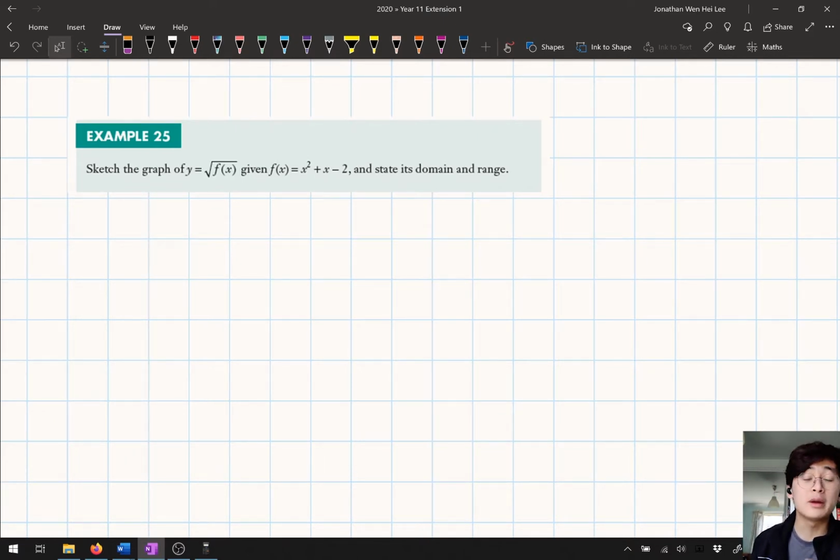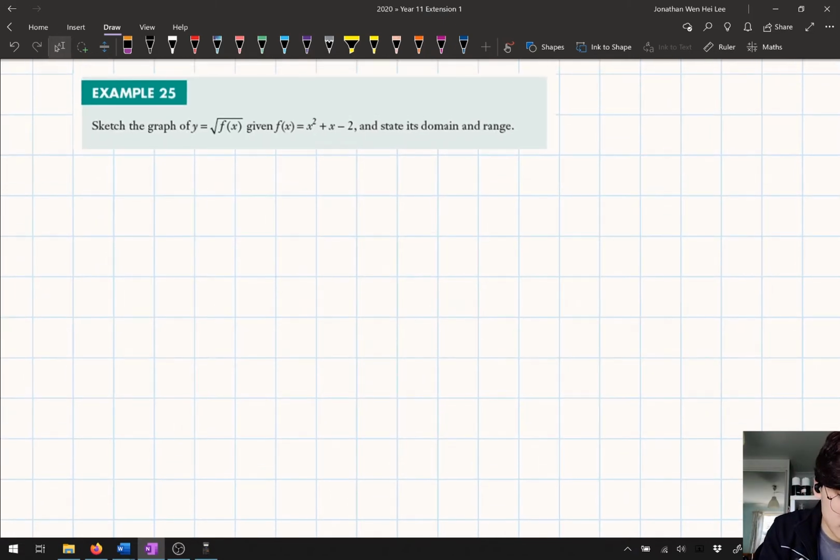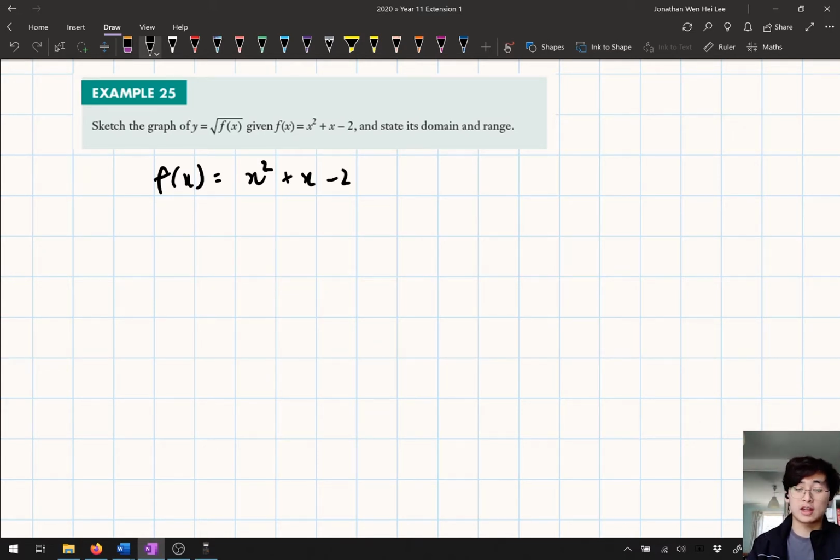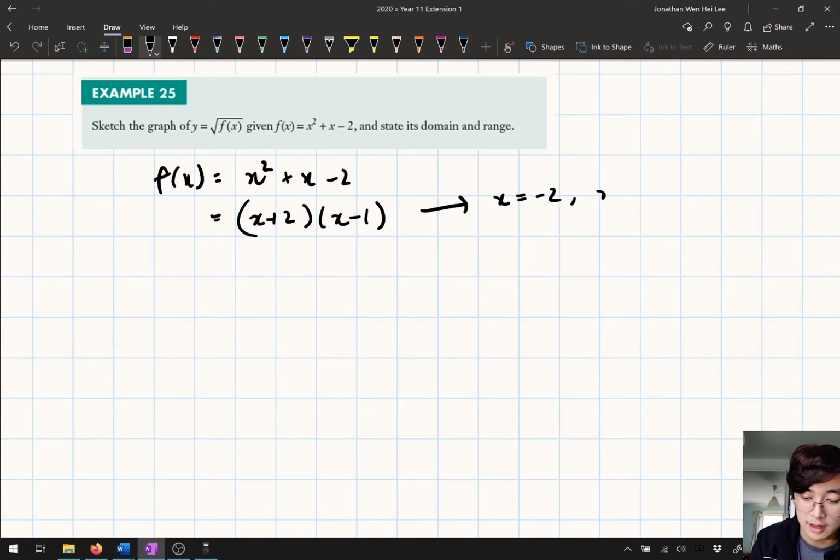Okay, first of all, let's draw the original graph. So here, my original function is f of x is equal to x squared plus x minus 2. This is a parabola, and usually for these cases, we're going to try factorize it if possible. I can factorize this, x plus 2, x minus 1. And so I've got my zeros at x is equal to negative 2, x is equal to 1.